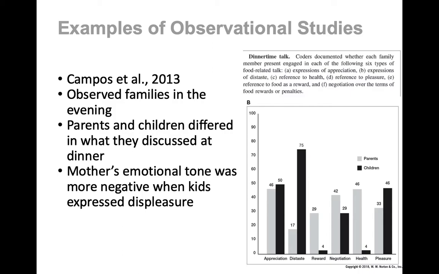And they also found that mothers had a more negative emotional tone than fathers when kids expressed displeasure at whatever they were eating. And maybe that's because it was more common for the mothers to be the ones that actually made the food. So, again, just another example of observational research and the types of research questions that can be answered.